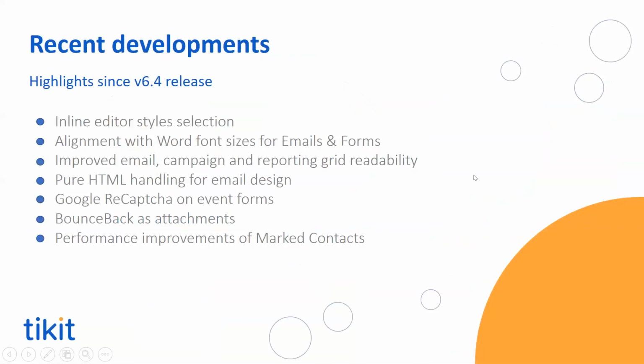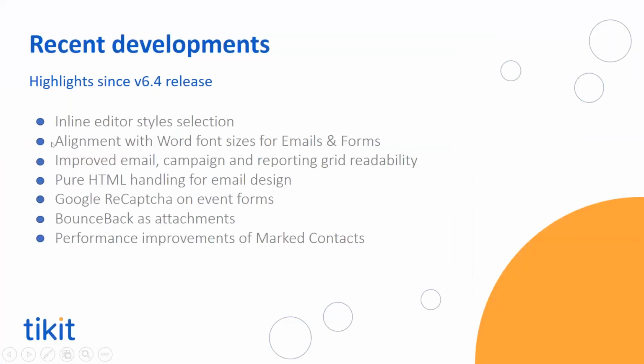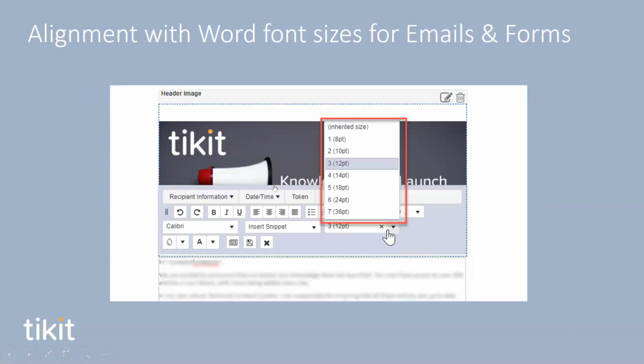So first and foremost, some of our recent developments, and these are not an exhaustive list, but just some of the highlights since version 6.4 was released. We have our inline editor style selection, so you can now update your styles from within the inline editor when you're in the email design section. Additionally, we have the alignment with Word font sizes for emails and forms, a similar pop-up there within the inline editor. So these are your Word sizes and how they correspond to our own sizings.